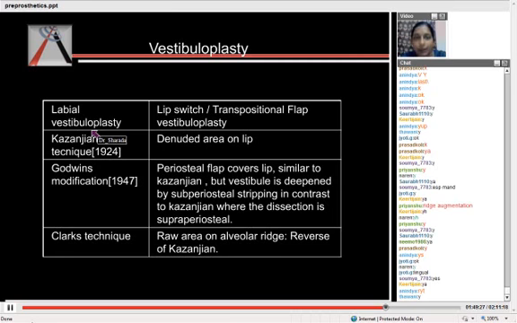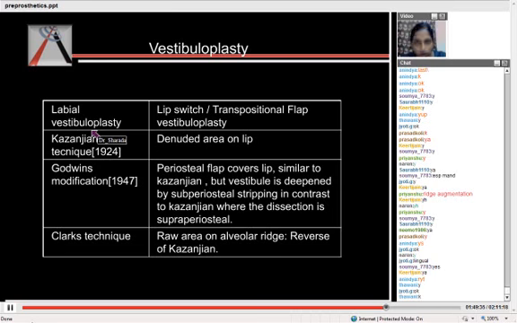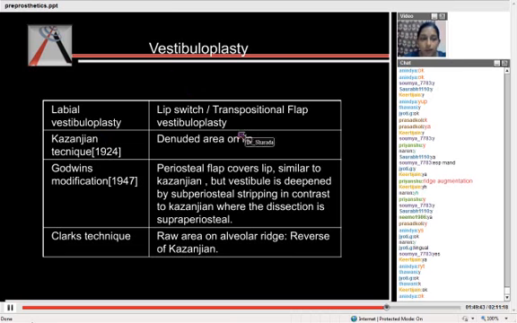So labial vestibuloplasty, lingual vestibuloplasty, and so in your minds try to make three columns: labial, lingual and both. Labial, lingual and labial and lingual. Three kinds. So labial vestibuloplasty was originally known as lip switch or transpositional flap vestibuloplasty.